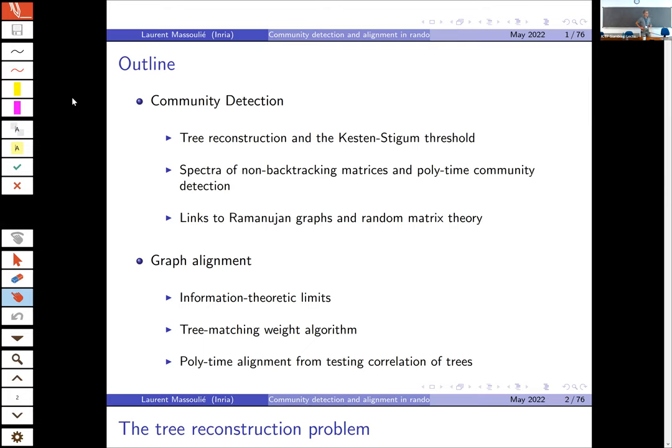Actually, I will start with something that is motivated by community detection, but that is not community detection per se. This is the so-called tree reconstruction problem. And that will allow me to introduce what is known as the Kesten-Stigum phase transition or Kesten-Stigum threshold. And we will see later on why this is relevant to the problem of community detection in random graphs that we will discuss after the first lecture. All right, so let's get started with tree reconstruction and the Kesten-Stigum threshold.